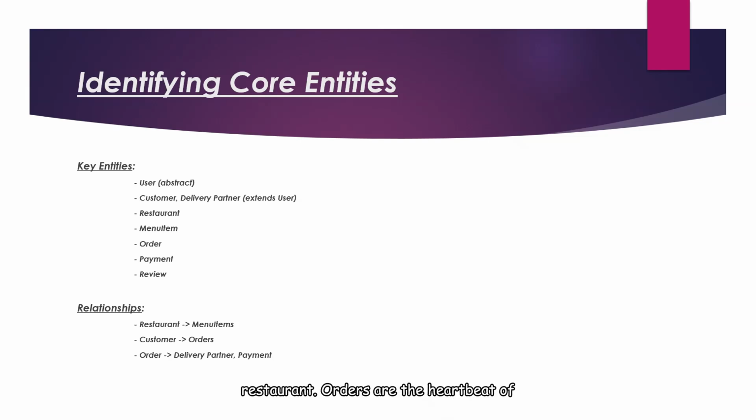Orders are the heartbeat of the system. They link customers, restaurants, delivery partners, and payments together. Payments and reviews are also first-class entities because they represent critical actions customers take after receiving service.